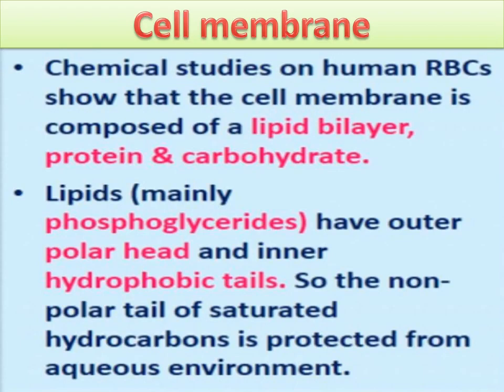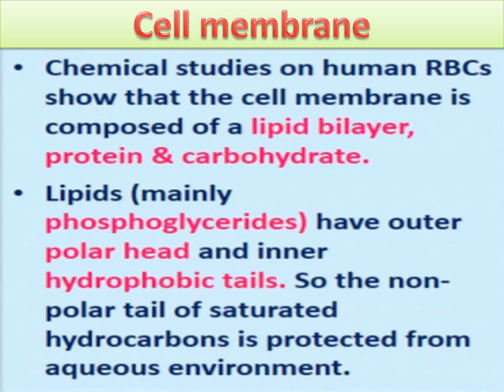So let's start with the cell membrane, that is also called the plasma membrane. Chemical studies on human RBCs show that the cell membrane is composed of a lipid bilayer, protein and carbohydrate. So it is about the structure of the cell membrane or plasma membrane, you can say.